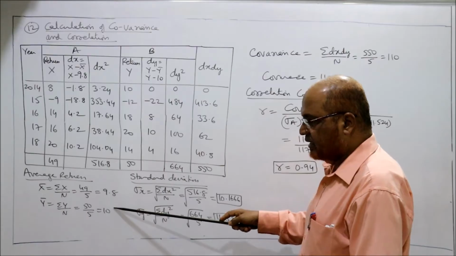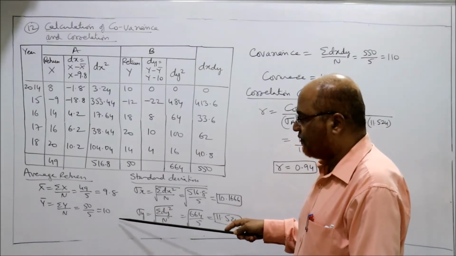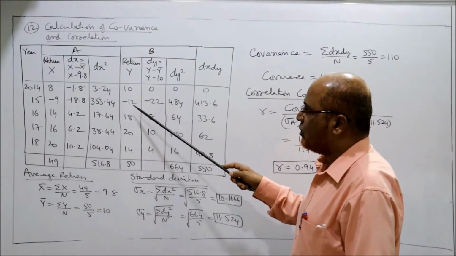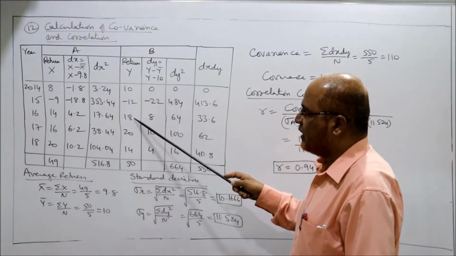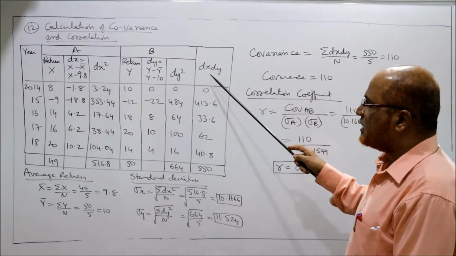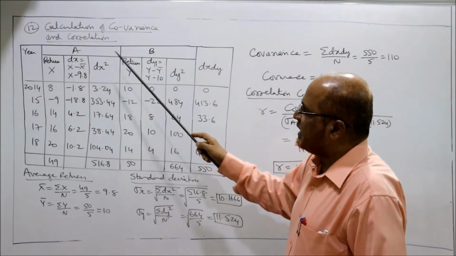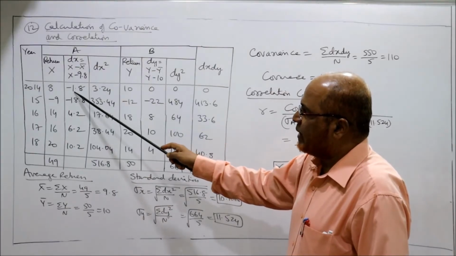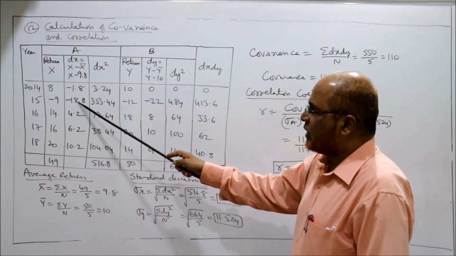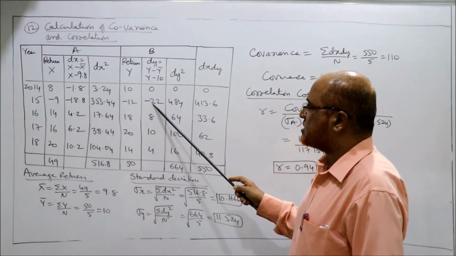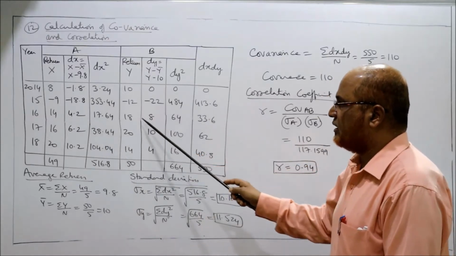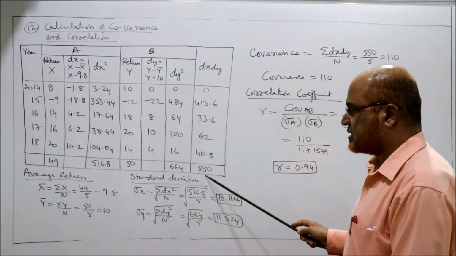Similarly y, average return of y is 10. So y minus 10, so 10 minus 10 is 0, minus 12 minus 10 is minus 22, 18 minus 10 is 8, like this. Square करो. Then dx into dy, this is dx and this is dy, multiply. Minus 1.8 into 0 is 0. Then minus 18.8 into minus 22. So minus into minus will become plus. It will become 430. तो ये dx और dy को multiply करें तो ये values आ गए dx dy.